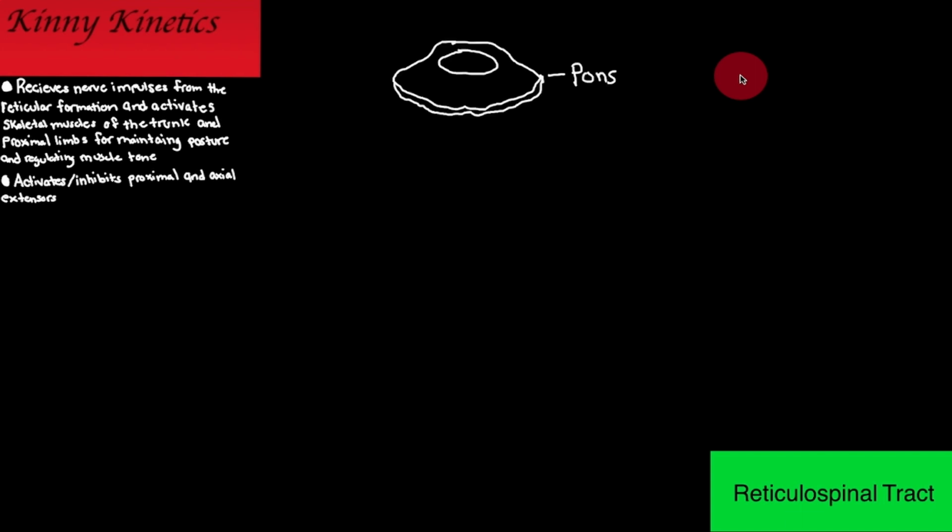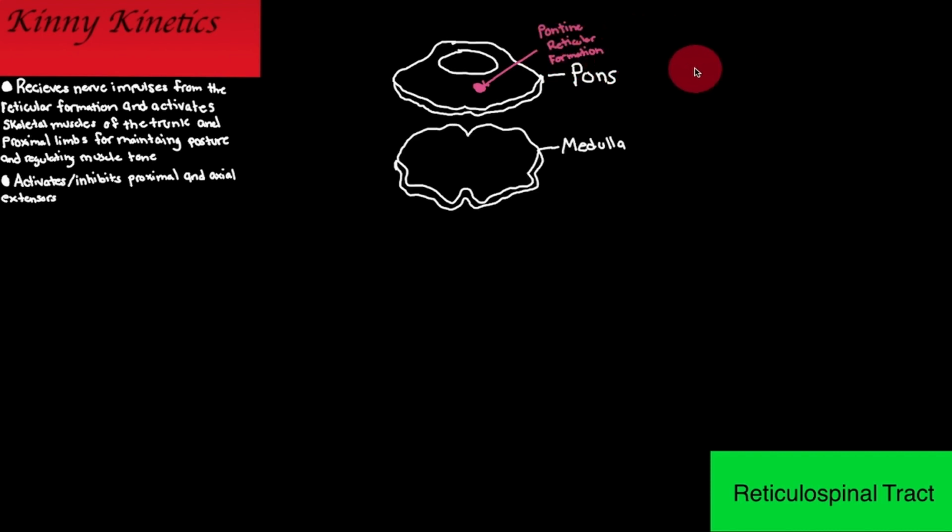The reticular formation is located throughout the brainstem. However, we will focus on its locations in the pons and medulla as they are the source of the activation for the medial and lateral reticulospinal tract. Here in the pons is the depiction of the reticulospinal tract. This is also known as the pontine reticular formation. Here is a cross-section of the medulla, and within the medulla lies the reticular formation.